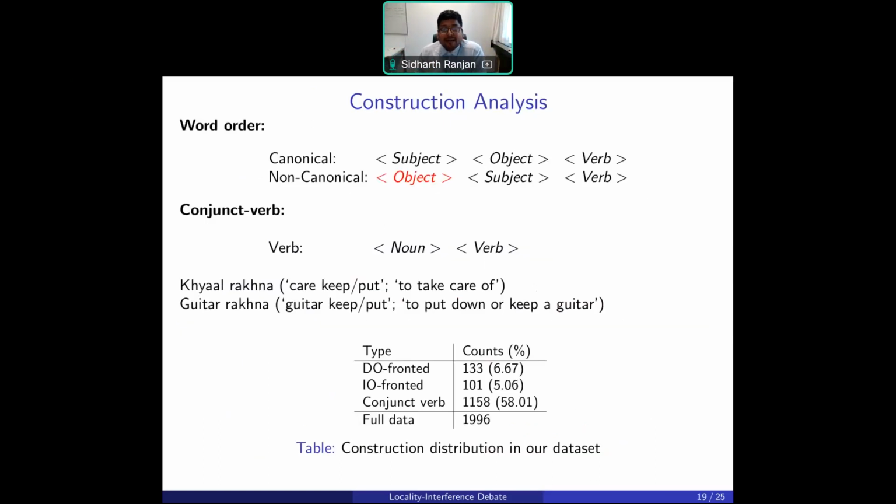Then we also investigated our research question on a variety of constructions. So we studied non-canonical constructions, which are quite rare in the corpus and in the Hindi language, and then conjunctive constructions, which are quite frequent in the Hindi language. These two constructions have been studied in previous work, and they have shown that locality effects are quite prevalent in rare constructions like non-canonical, and anti-locality effects are quite prevalent in conjunctive constructions.